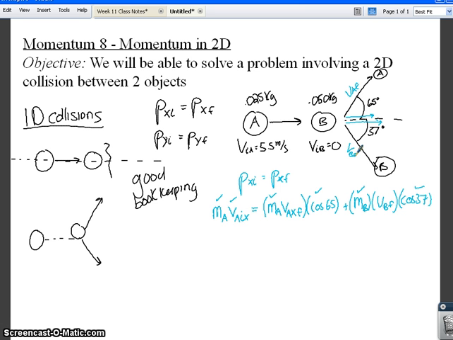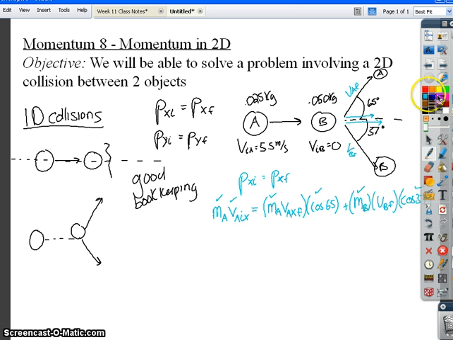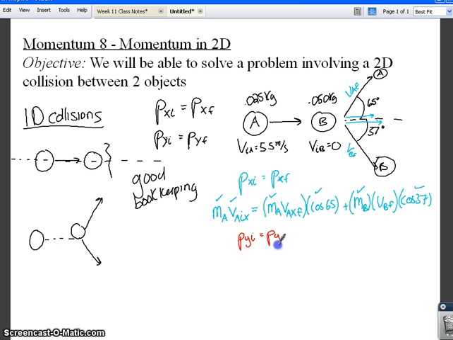That means we need a second equation. Our second equation is going to be in the y direction. The momentum in the y direction initially equals the momentum in the y direction finally. Initially, neither of these pucks are moving in the y direction. So initially it's 0.